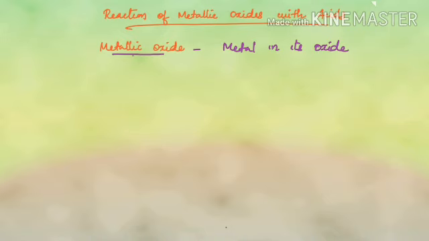Before studying how a metallic oxide reacts with an acid, first we need to know what a metallic oxide is. From the name itself it should be understood: a metal and an oxide. A metal in its oxide form, we call it a metallic oxide.